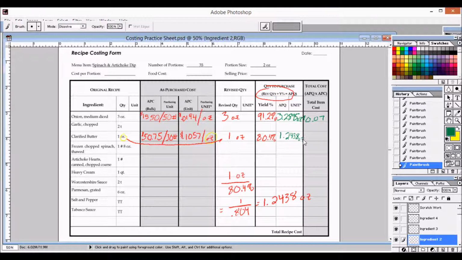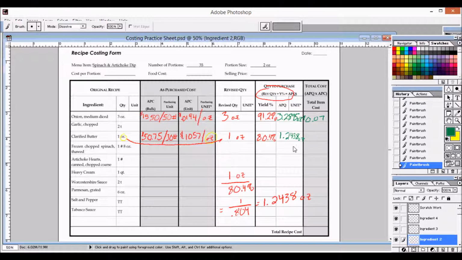And remember, sometimes when students see the APQ, as purchased quantity, they think, where am I going to go to buy 1.2438 ounces of butter? That just seems ridiculous. And remember, I'm not talking about literally going out and buying that much butter. We've already bought the butter. It's over here, the 50.75 for 30 pounds. That's how we buy it from our distributor. We won't buy it in 1 1/4 ounce quantities. We buy it in big 30-pound bundles. We've paid that money, so we're trying to recoup that expenditure. So this 1.2438 is going to help us pay back some of that money.